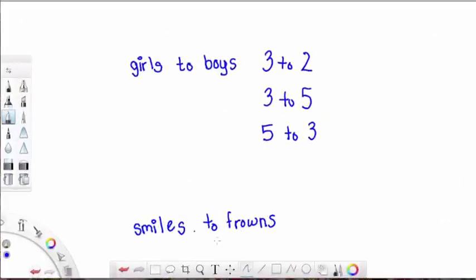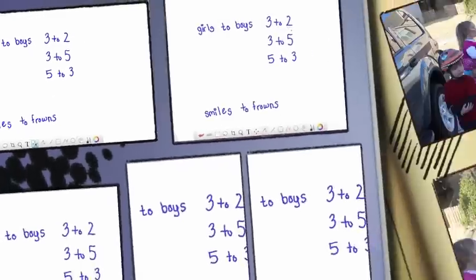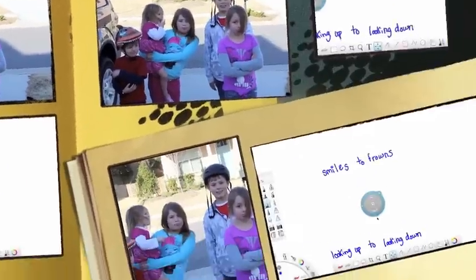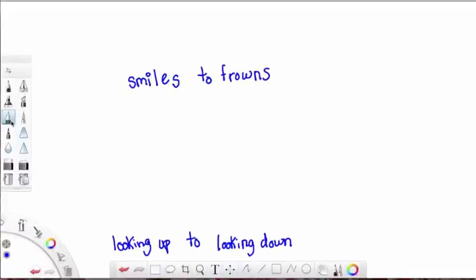Let's see if we can find another example of ratios. The next ratio that we're going to look at was smiles to frowns. If you were paying attention, I know a couple of them were a little difficult. There were 2 smiles to 3 frowns. Although Josie wasn't quite sure what she was doing. Now that's a part-to-part ratio.